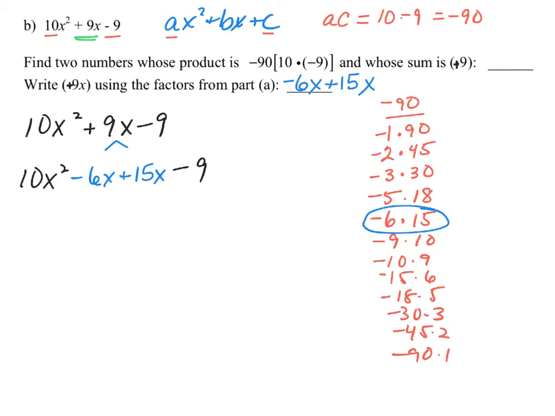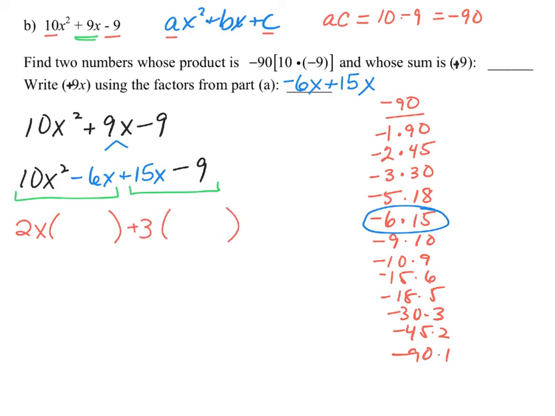Now notice that our polynomial is written in 4 terms, so we have 2 groups. We're going to separate those 2 groups and find the greatest common factor for each group. In the first 2 terms, we see that the greatest common factor of 10x squared and 6x is 2x. And in the second grouping of the last 2 terms, the greatest common factor is a plus 3.